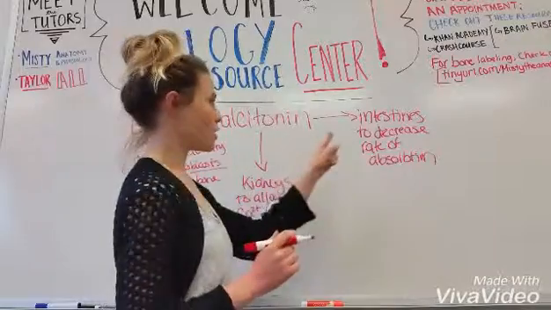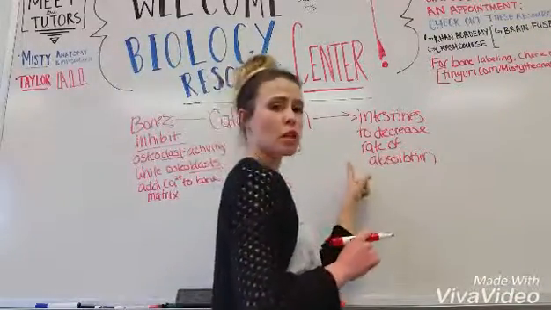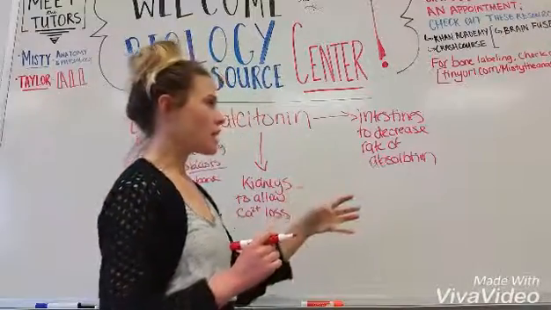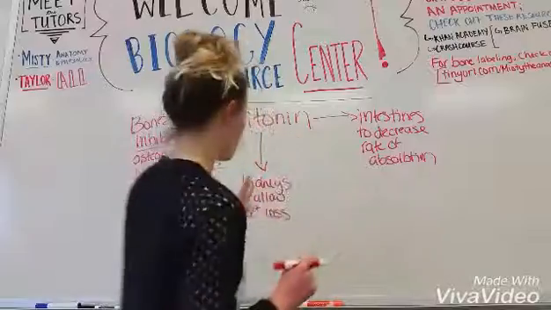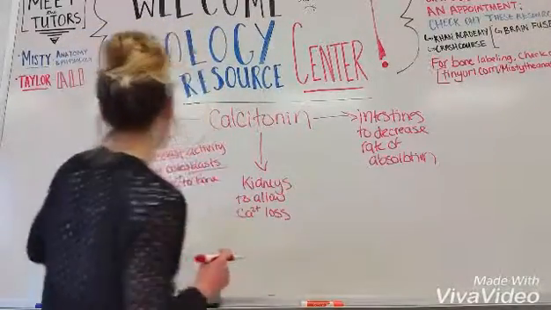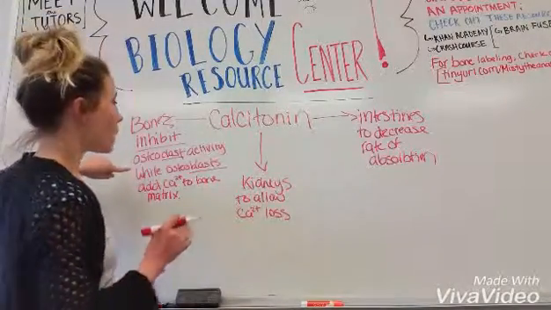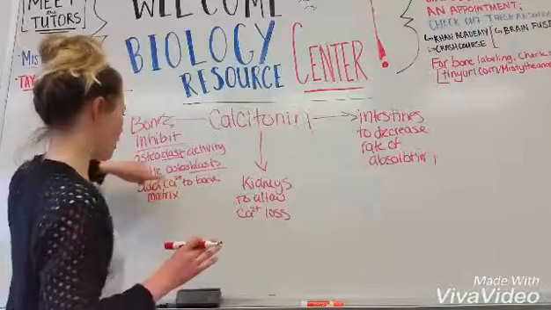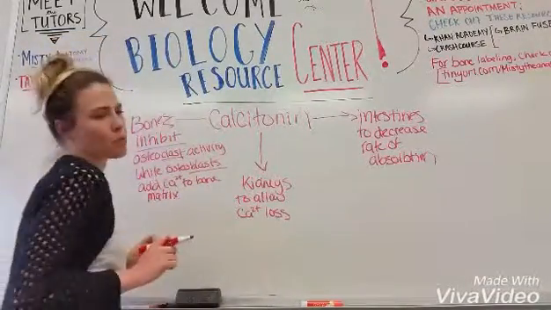What it's going to do, it's going to target the intestines to decrease the rate of calcium absorption. So when you're eating food with lots of calcium in it, this hormone is telling the intestines to let calcium go. It's going to target the kidneys to allow more calcium loss in urine, and then it's going to target the bones to inhibit osteoclast activity. So while it's inhibiting osteoclast activity, our osteoblasts, our bone building cells, are adding more calcium to the bone matrix.